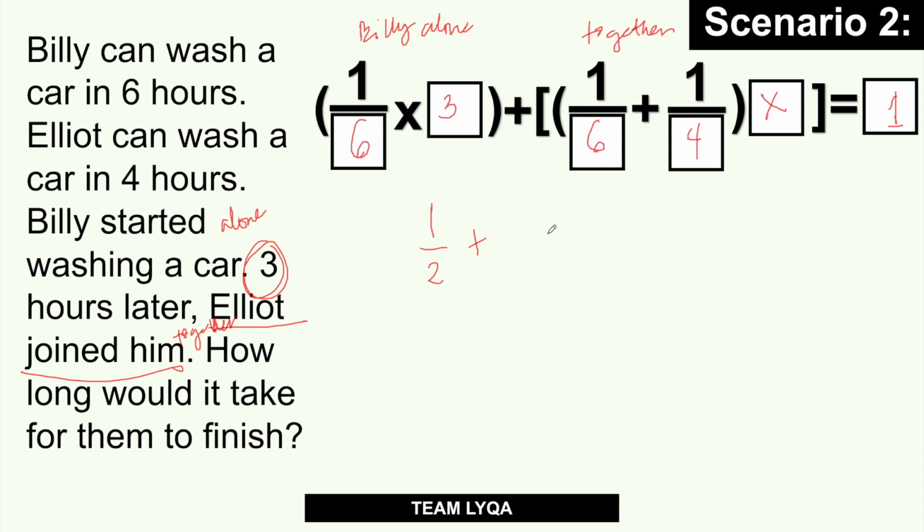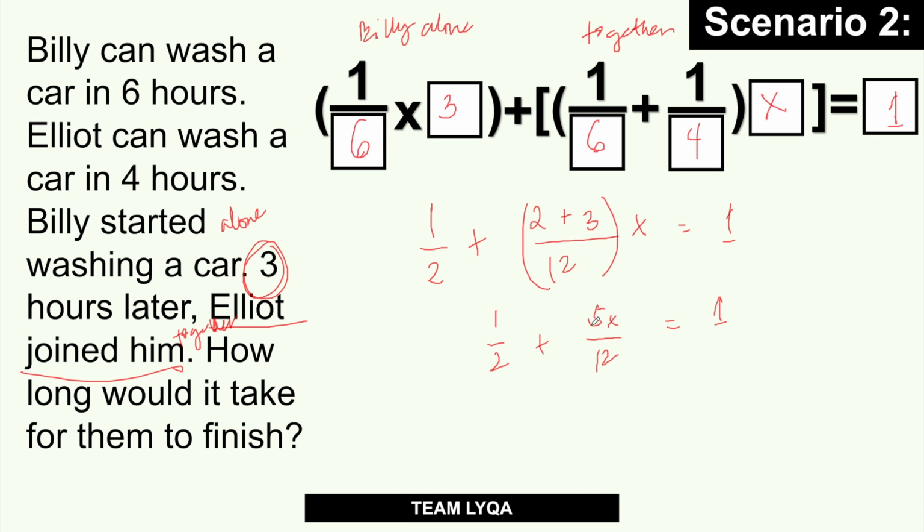LCD natin. Parang ginawa lang natin kanina. So that would be over 12 again. This will be 2/12 plus, and then we have 3/12. And then you have x is equal to 1. So this will be 1 half plus, and then this is 5 over 12, right? So 5x over 12 or 5 over 12x is equal to 1.